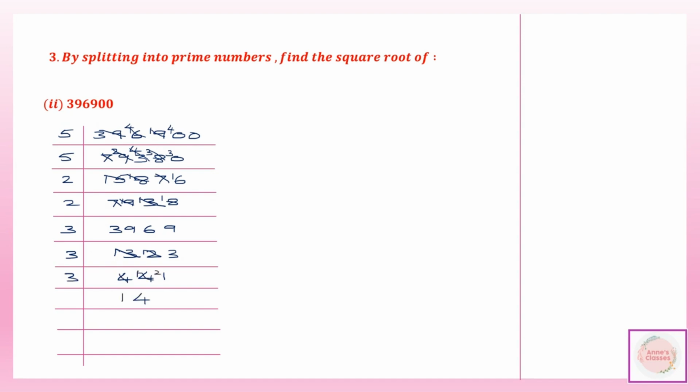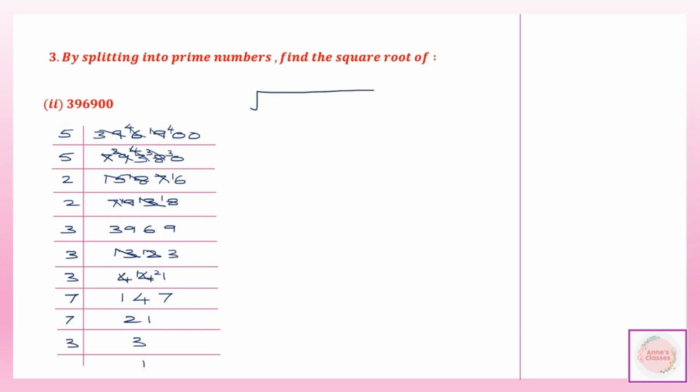Then there's 2. 3 sevens are 21. Now let's use 7. 7 twos are 14, 7 ones are 7. Again 7, 7 threes are 21. Then we can use 3, 3 ones are 3. So now we have found all the prime factors. Let's find the square root of this number.